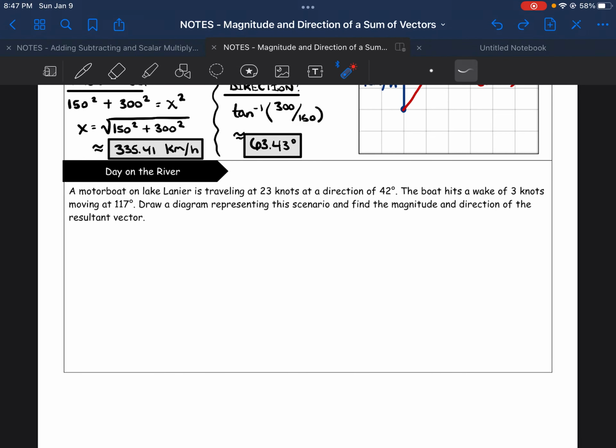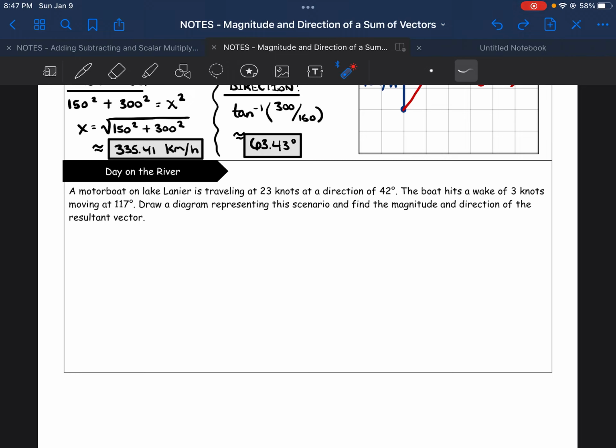This one is about a day on the river. We have a motorboat on Lake Lanier traveling at 23 knots at a direction of 42 degrees. The boat hits a wake of 3 knots moving at 117 degrees. We want to draw a diagram representing the scenario and find the magnitude and direction of the resultant vector.